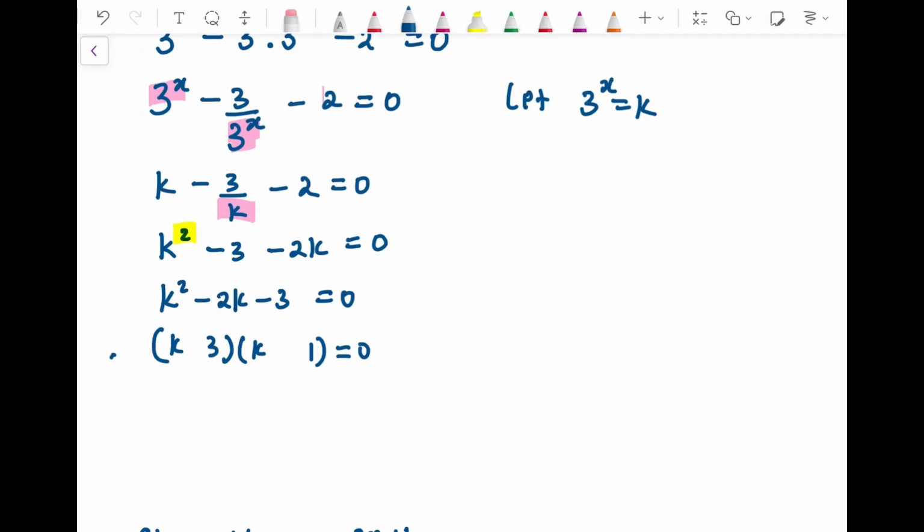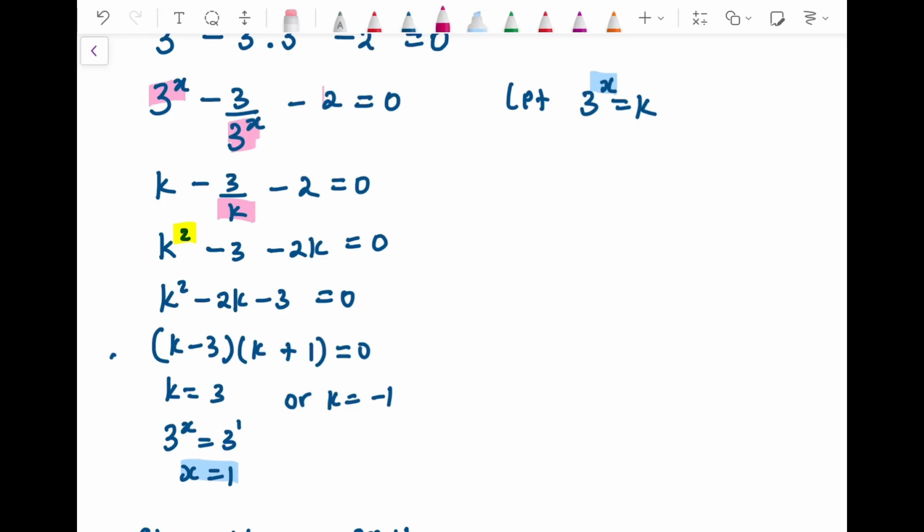So this one is what? It is negative. It will go with the middle term. This one is positive. So that means k is equal to 3, or k is equal to negative 1. But I am not looking for k. I want to solve for x. Now I am going to have 3 to the exponent x is equal to 3 to the exponent 1, so x is equal to 1. This is my first solution.